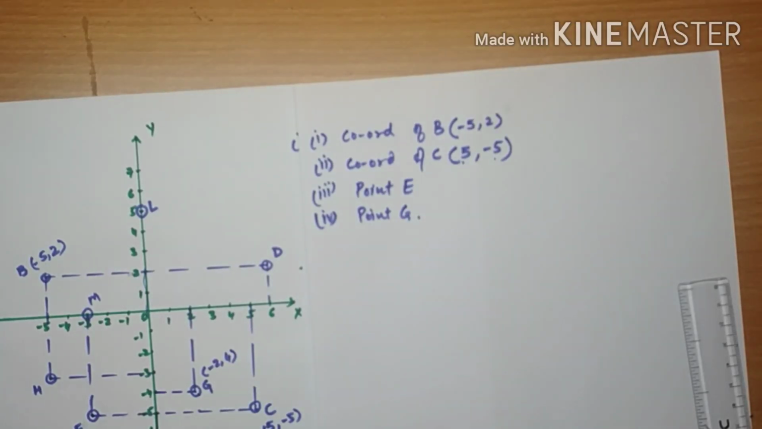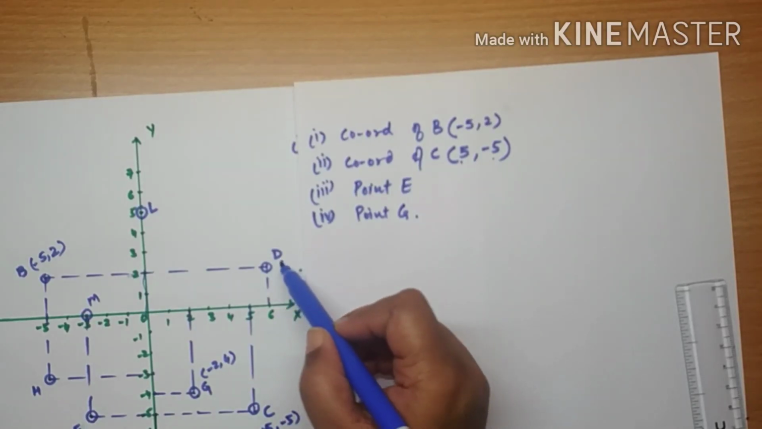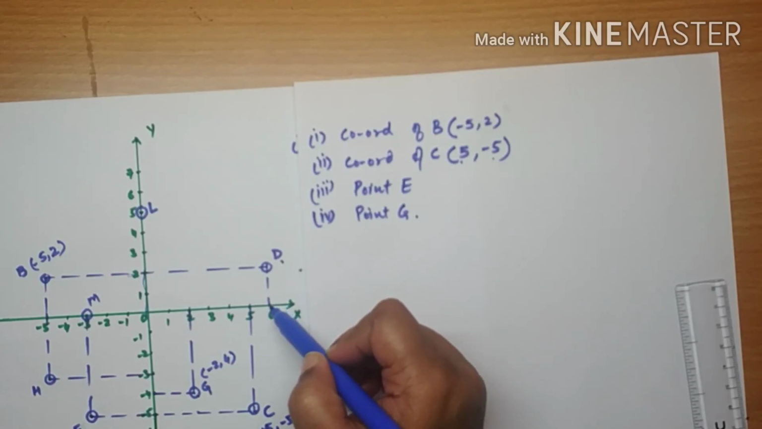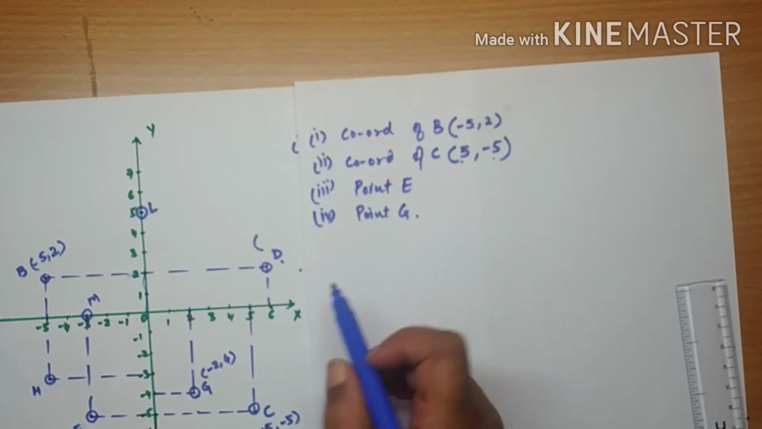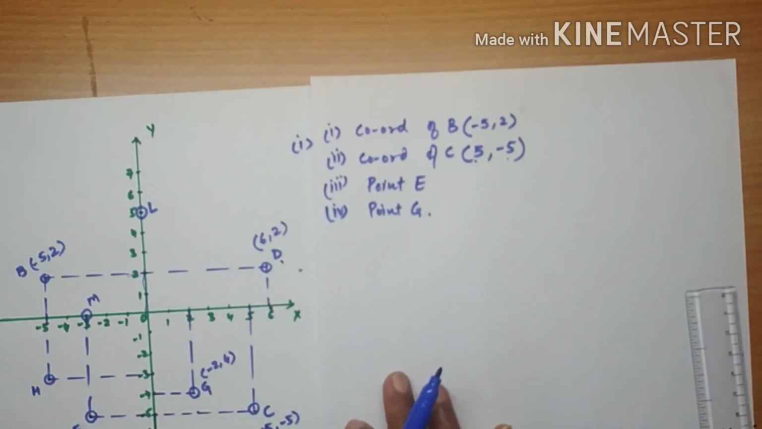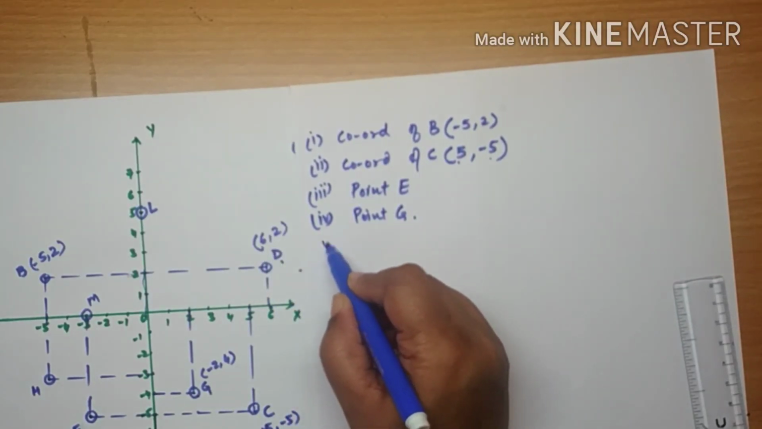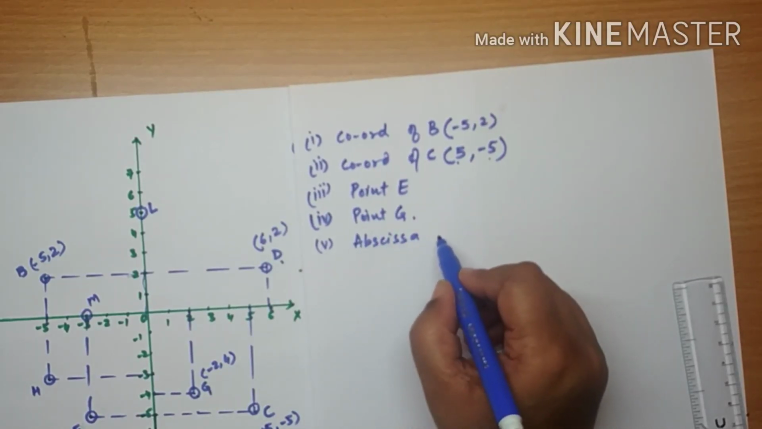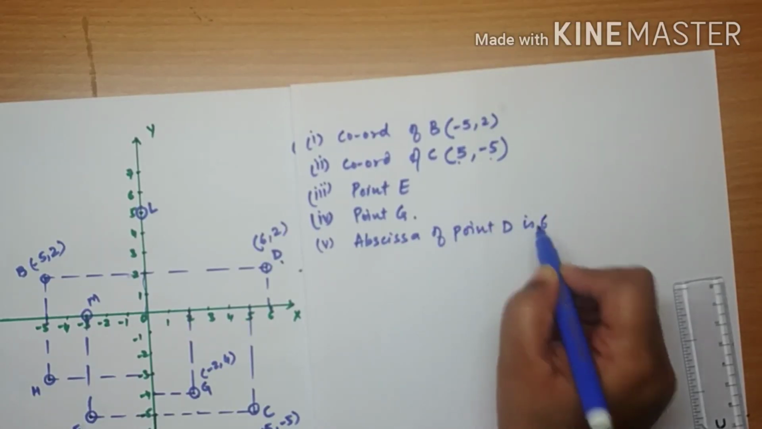Next, he says abscissa of point D. So let us first go to point D. This is point D. Now abscissa means x coordinate. So what is the x coordinate of D? Let us first write down the coordinates of D. Coordinates of D are 6 and 2. Right? Now x coordinate is 6 and the abscissa is 6. So abscissa of point D is 6.